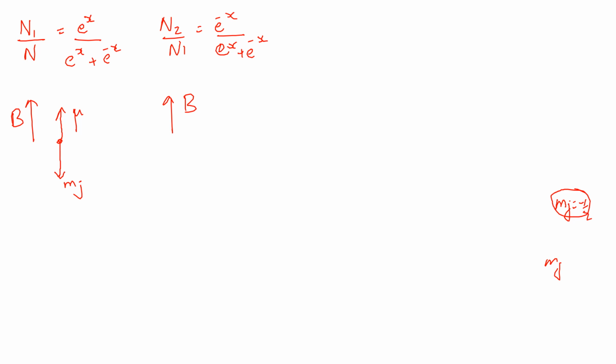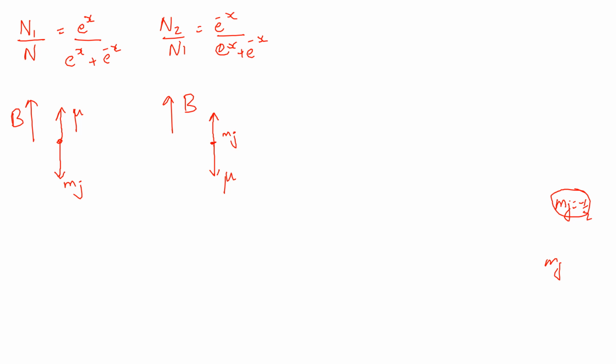At the same time, in the upper energy level, the mj values are plus half. So you have to draw the mj like this. At the same time, the magnetic dipole moment will be opposite. Mu will be opposite.